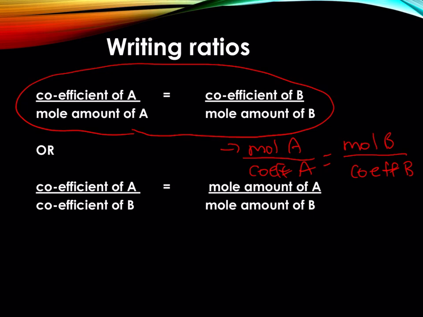In this case, there are 4 parts to our ratio. That means that we need to know 3 out of the 4, right? You can't have more than one unknown. Then the second version, you could do this as well: coefficient and then mole amount, A in the top, B in the bottom. But like I said, normally we'll use the first version.